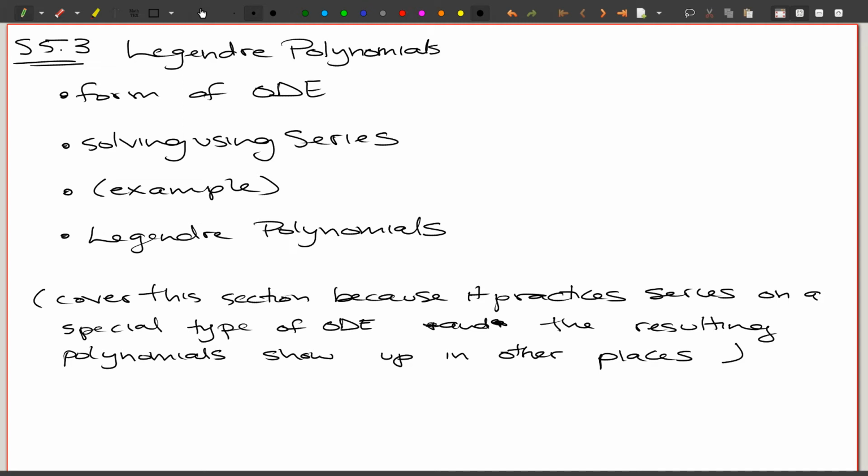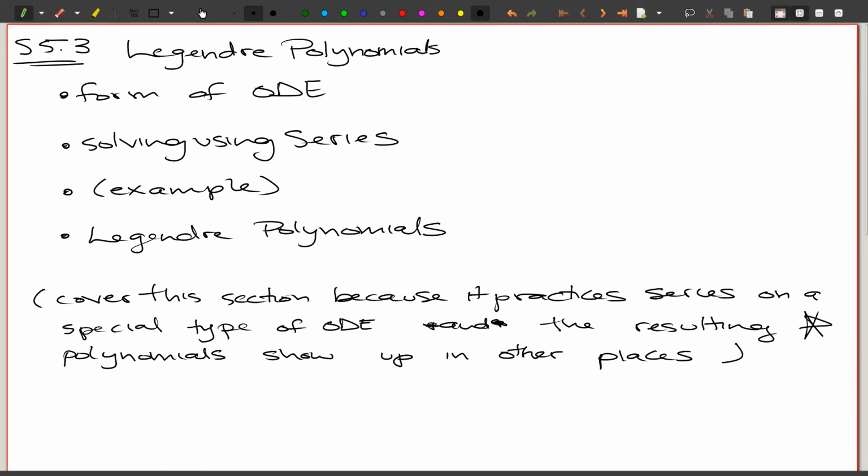We're going to be going over the last section that we're covering in this class, section 5.3, which is about solving Legendre polynomials. The things that we're going to do are talk over the form of the differential equation that we're solving. We'll solve it using series, we'll do an example, and then we'll touch base on Legendre polynomials, which kind of emerge as part of the solution of this type of differential equation.